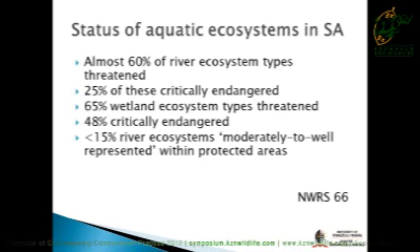And only, this is the other side of the coin, as it were, less than 15% of river ecosystems are moderately to well represented within protected areas. So the vast majority of these ecosystems are outside of protected areas and clearly need management and conservation efforts accordingly.